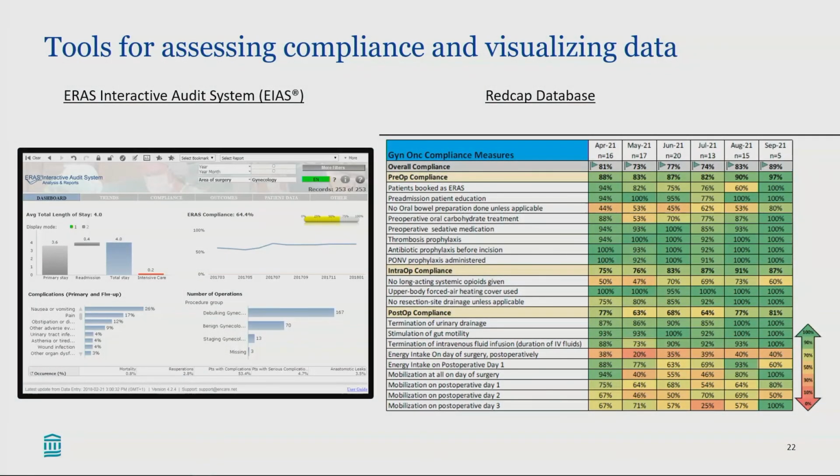So there's different tools for assessing compliance and visualizing data. There's the ERAS Interactive Audit System, which we've been using now for several years. We have more than 1,000 gynonc patients in that system from our institution. Or you can use a REDCap database, and this is what's showing here. We use a heat map that we display every month when we go over our service-specific data, looking at the number of cases and people complying with different elements and trends over time.